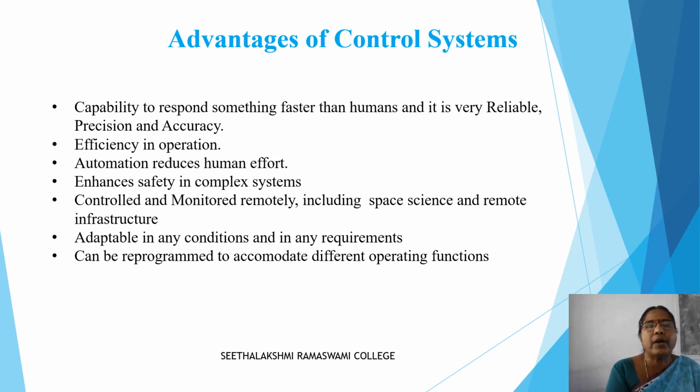Advantages of control systems. Capability to respond faster than humans, and it is very reliable, with precision and accuracy. Efficiency in operation. Automation reduces human effort. Enhanced safety in complex systems. Controlled and monitored remotely, including space science and remote infrastructure. Adaptable in any conditions and any requirements. Can be reprogrammed to accommodate different operating functions.